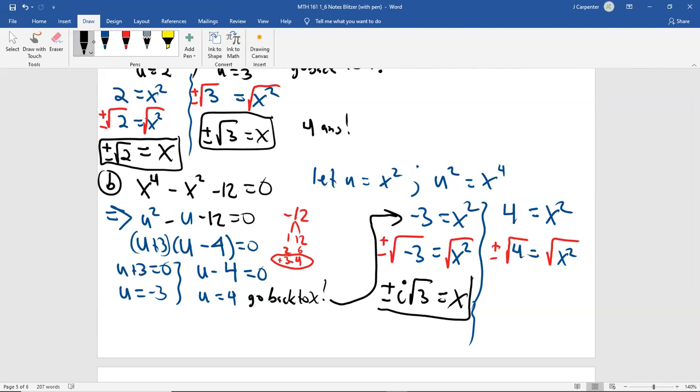Now you can have imaginary solutions. This is perfectly fine. Square root of 4 is 2, so that's plus or minus 2 is equal to x. So we got 4 unique solutions again. They don't have to all be unique. There can be repeats.